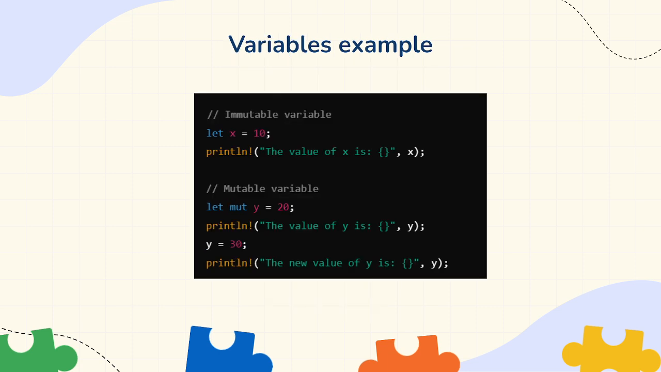Next, let's talk about variables. In Rust, variables are immutable by default, meaning once a value is assigned to a variable, it can't be changed. If you need to change the value, you can use the mut keyword to make the variable mutable. As you can see, the value of x cannot be changed once it's set because it is immutable. However, the value of y can be changed because it is declared with mut. This ensures that the code is safe and helps prevent accidental changes to variables.